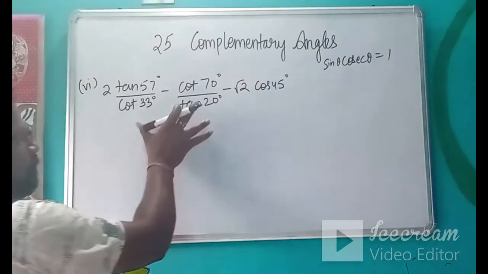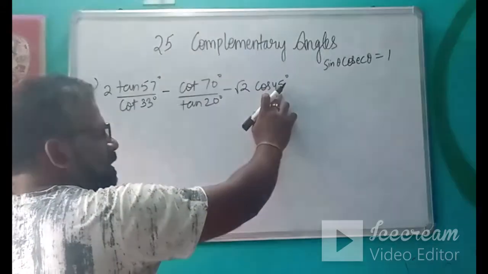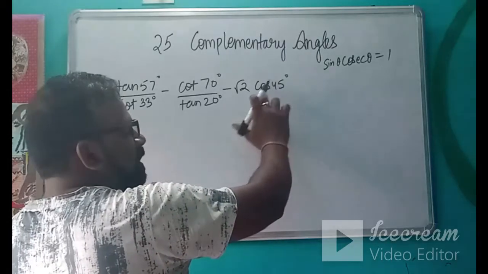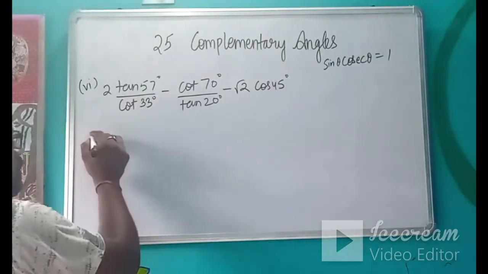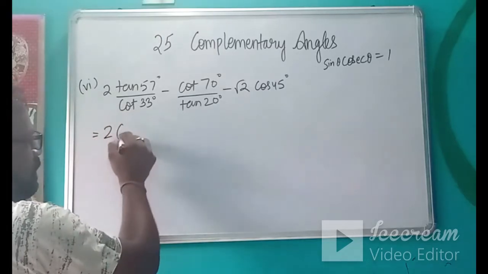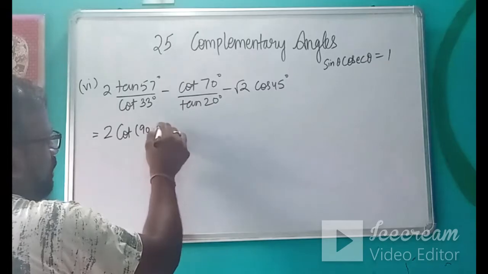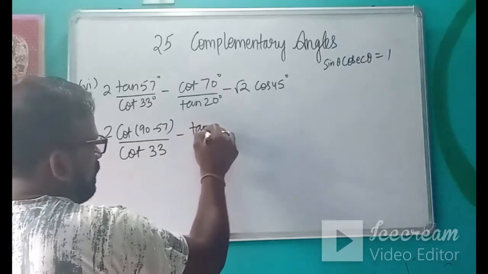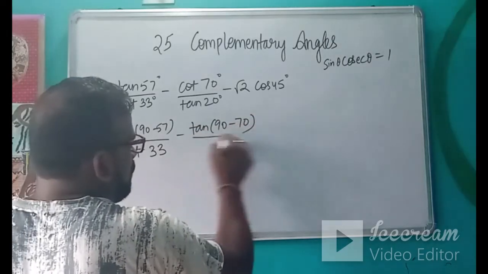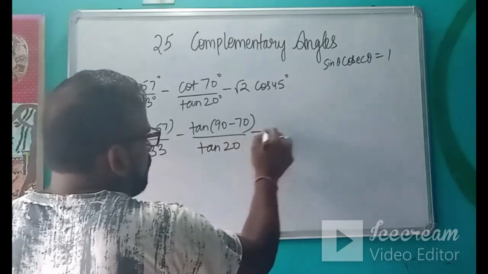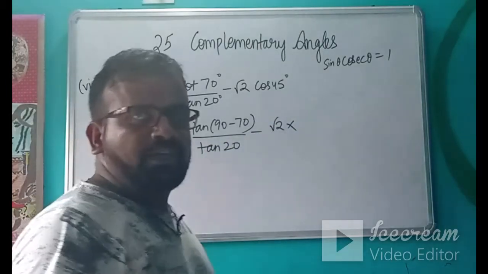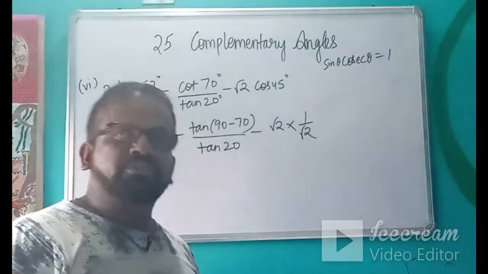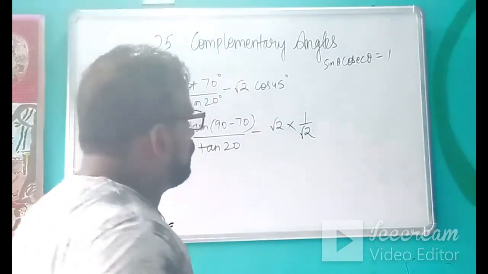Okay, so these two we have done. Now whenever you have an angle whose value you know, in that case you will always keep that value in place of the angle. So likewise we have done many questions now. Tan becomes cot 90 minus 57 upon cot 33 minus tan 90 minus 70 upon tan 20 minus root 2. And what do we know? We know that cos 45 degree is 1 by root 2. So we will always put the value of the standard angles which we already studied in chapter number 23.